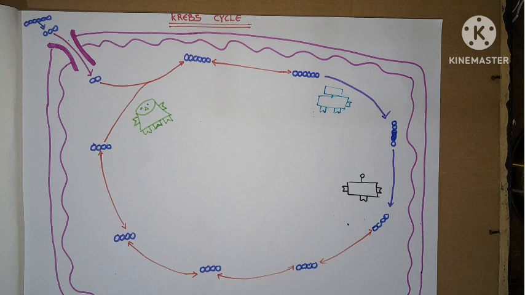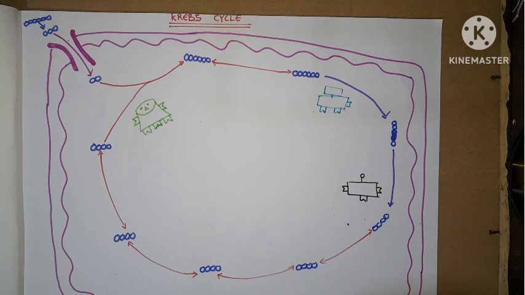In today's video, we're going to talk about what we call the Krebs cycle. This is also known as the tricarboxylic acid cycle, or the citric acid cycle. So this was developed by Hans Krebs.